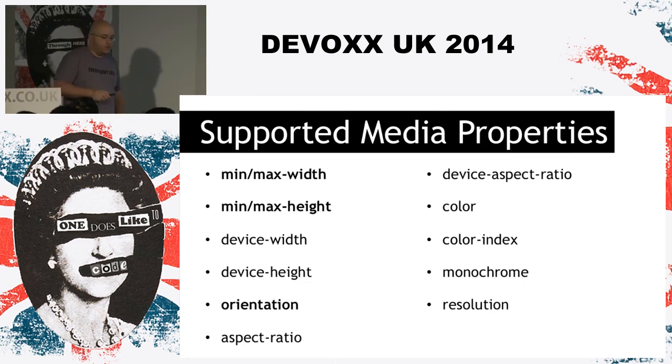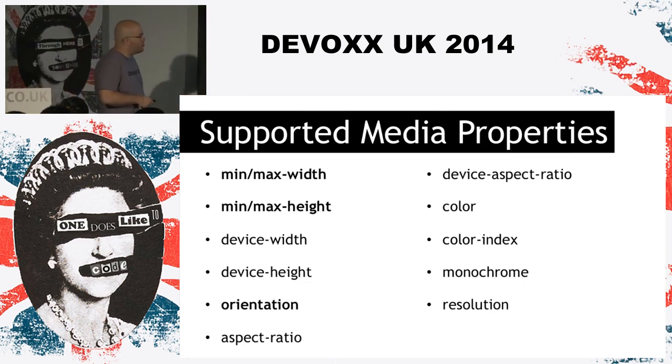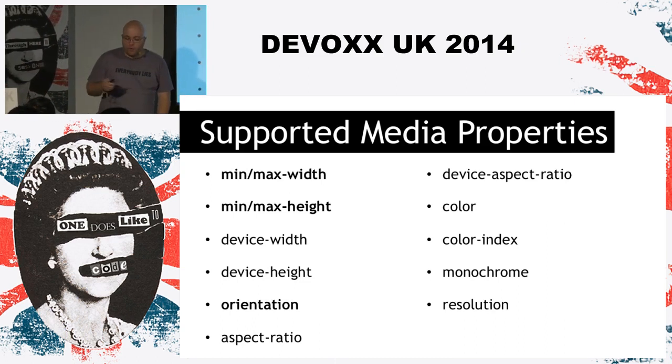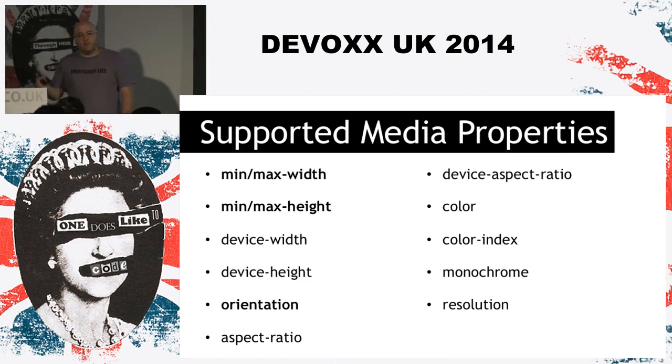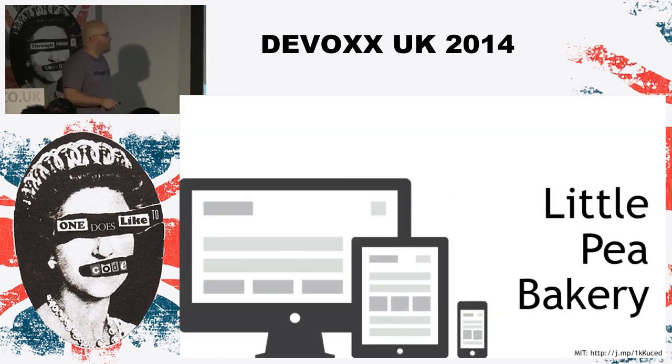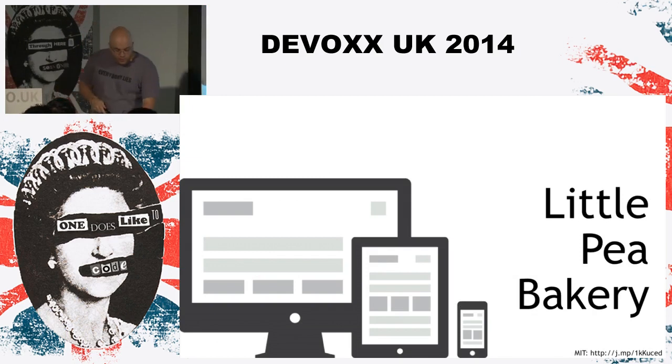The min-max width, the min-max age, the orientation. So this is why I've shown you some examples with those things. But those are basically the media properties you will use the most when you're going to build your responsive design site. So let me show you the Little P Bakery.